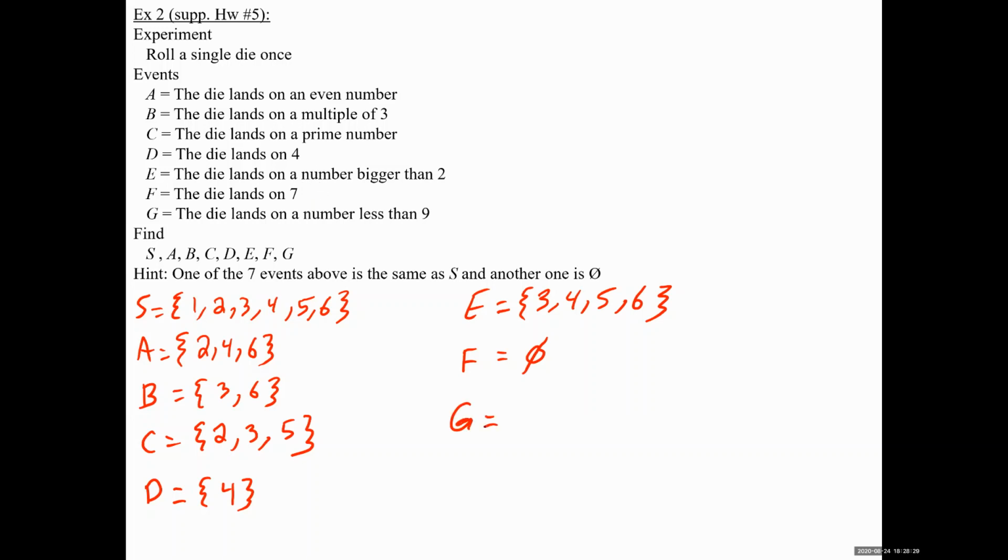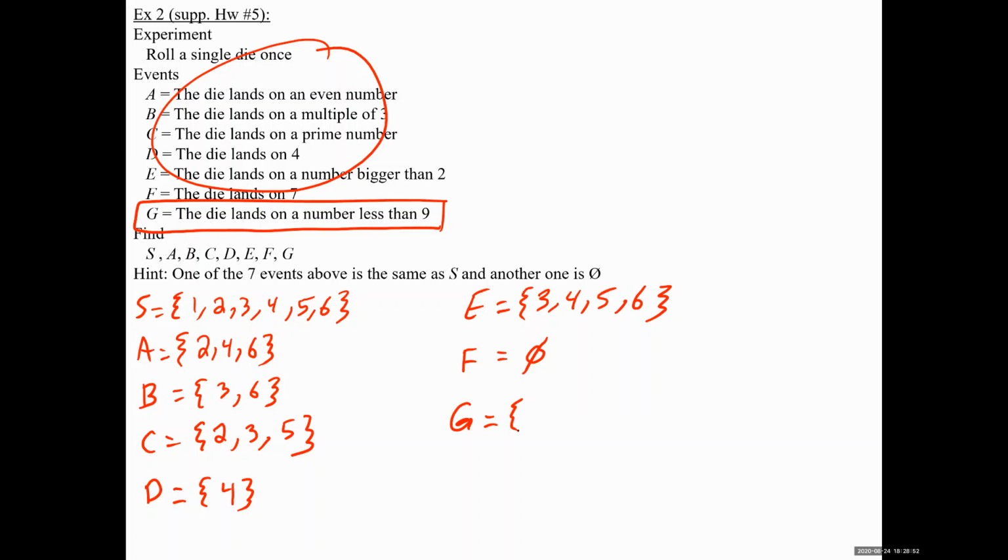Okay, let's look at G. Die lands on a number less than 9. Each one of these, I'm describing a group of outcomes of your experiment. Eventually, I'm going to say, what's the chance of it happening? Right now, I'm just describing a group, and your job is to list the things in the group. So you put curly brackets, list the numbers on the die that are less than 9. Which numbers on the die are less than 9?